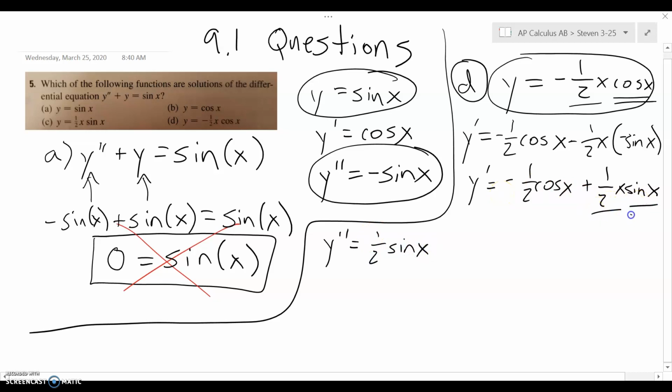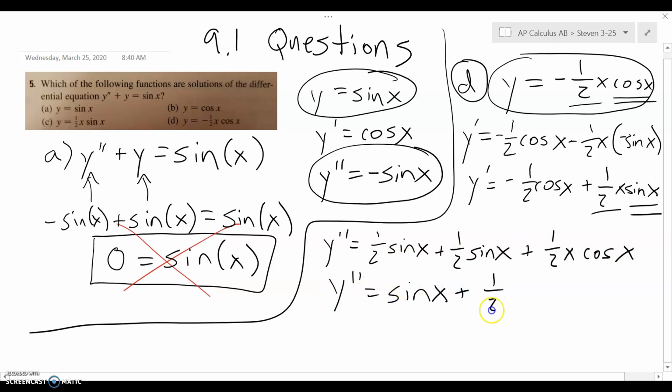Second one, we've got to use the product rule again. The derivative of the first is half, leave the sine alone. And then we're going to go plus half x times the derivative of sine, which is cosine. Half sine x, those two can combine to be a full sine of x. So we have sine of x plus half x cosine of x. There's our second derivative.